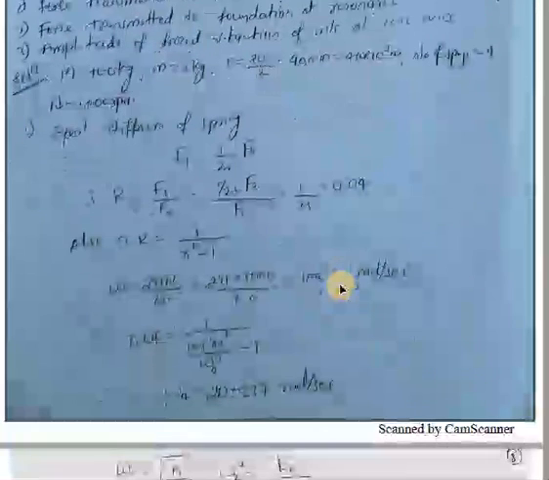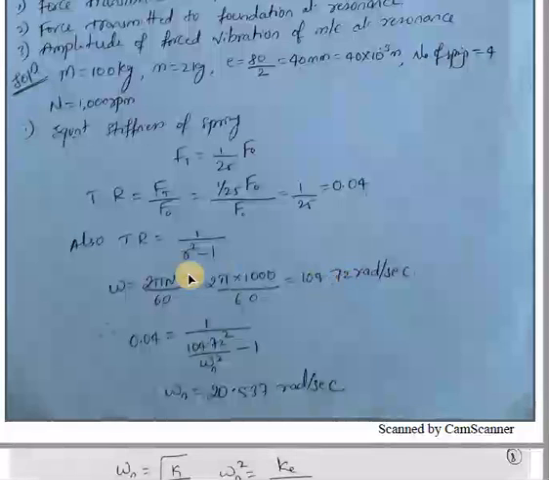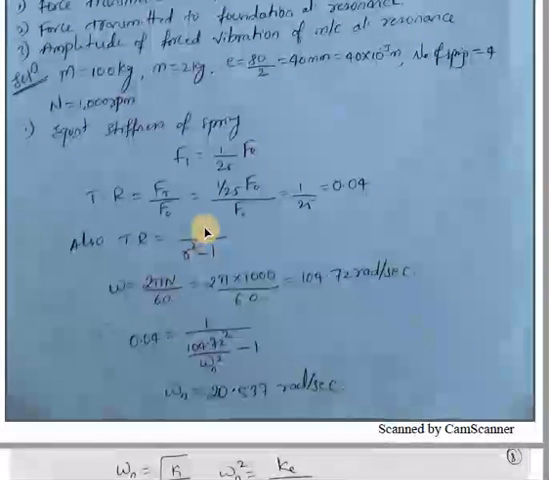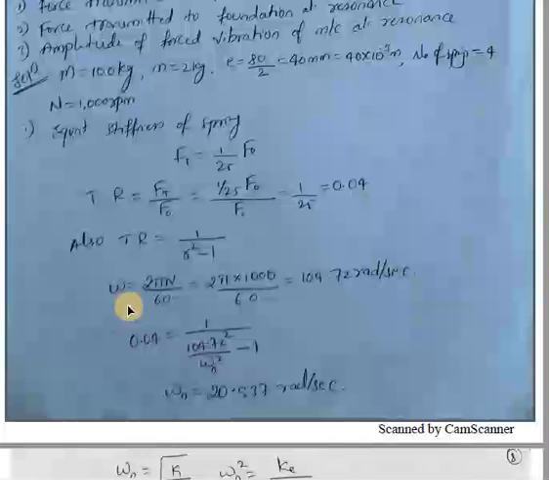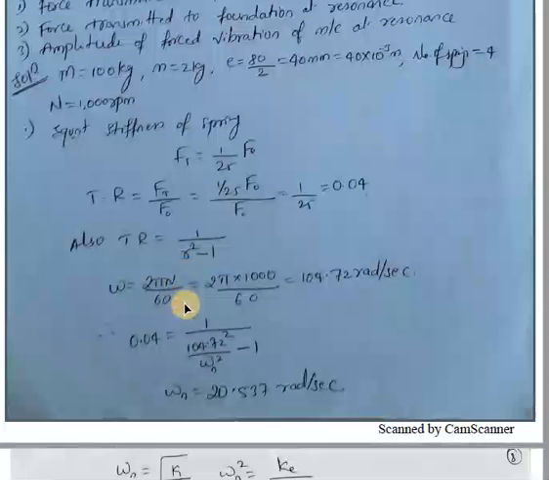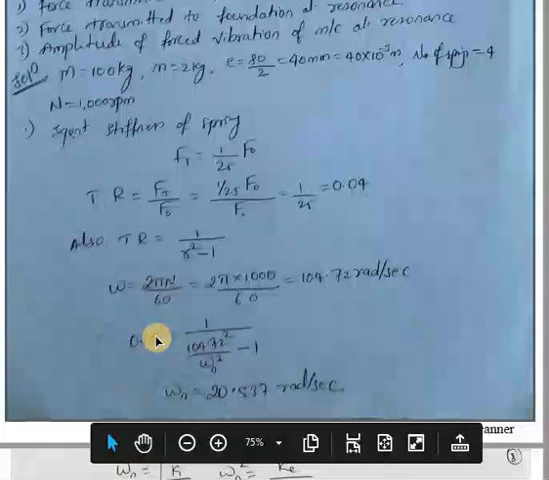And also he asked us to ignore the damping. So when you ignore the damping, the transmissibility ratio equation is 1 divided by r square minus 1, where this r is omega by omega n. Omega you can calculate by 2 pi N by 60, which will be 104.72 radian per second. So in place of r, you substitute omega by omega n, and TR is known.